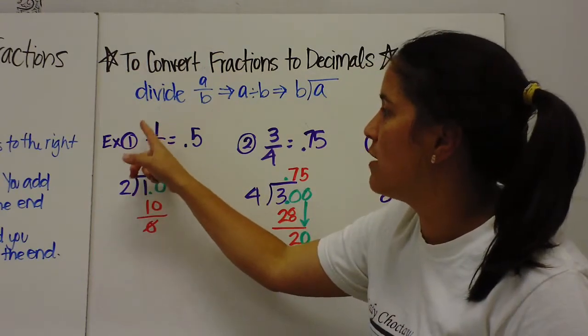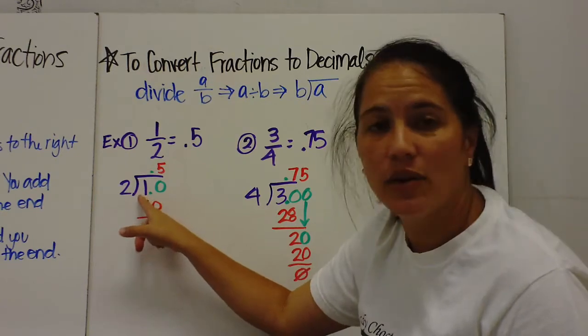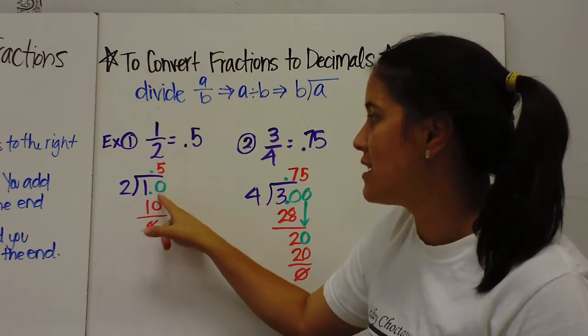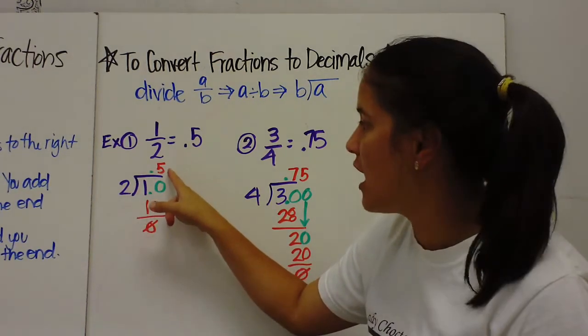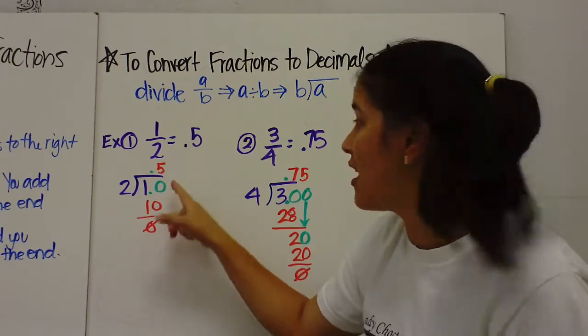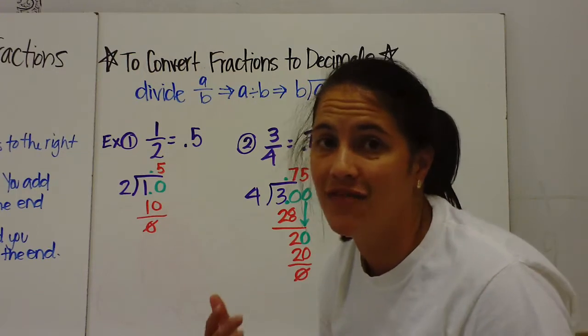To divide 1 by 2, that means 1 goes inside the house. 2 cannot go into 1, so we add a decimal and a 0. When you add a decimal and 0, it becomes 10. 2 can go into 10 5 times. 5 times 2 is 10. We have no remainder, so we're done. So 0.5, that's where the 0.5 comes from. It's 1 divided by 2.